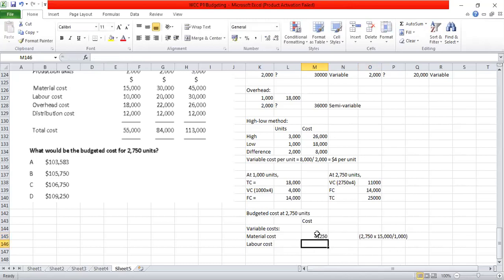Similarly, labor also. For 1,000, it is 10,000. So for 2,750, the calculation is 2,750 into 10,000 divided by 1,000.